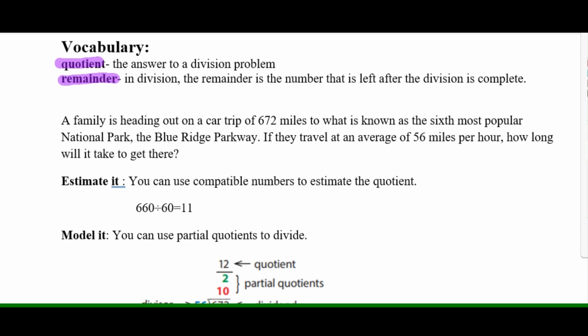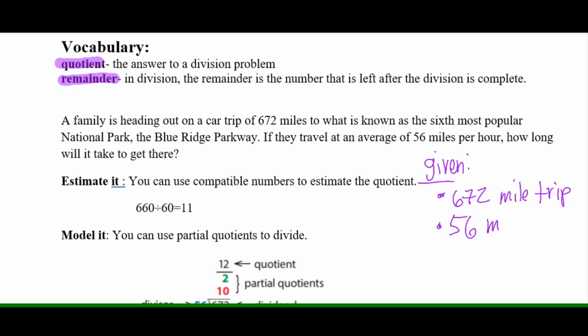So I want you to write down your given information. So some given information here is that we have a 672-mile car trip. We complete 56 miles per hour. And remember, per means for each or for every. So for every 56 miles that we drive, we're going to complete an hour.